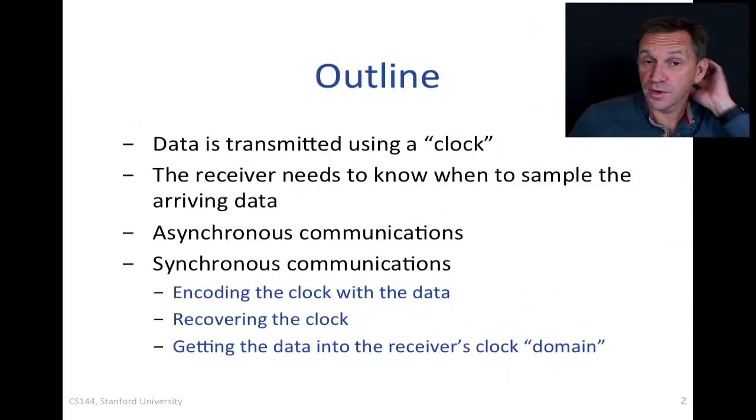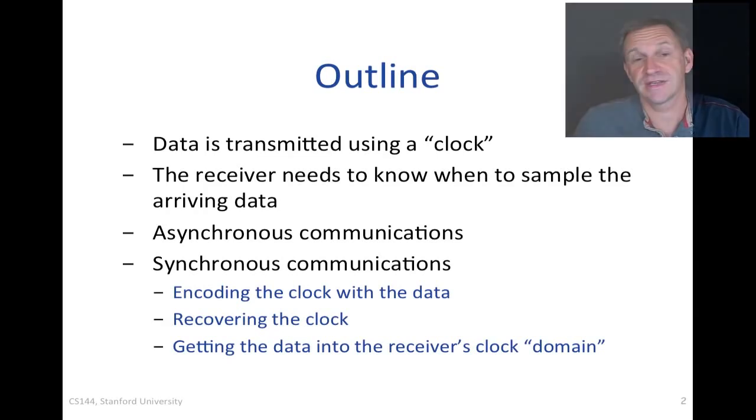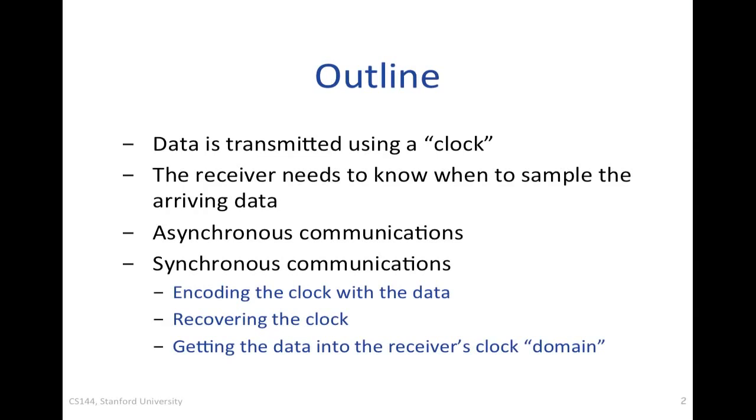So the outline of what we're going to be seeing is this. I'm going to be describing how data is transmitted using a clock, and the receiver needs to know when to sample the incoming bits in order to recover them correctly. We'll see this in the context of what's called asynchronous communications for short messages. But then the more common case is synchronous communication. That's what's used in Ethernet and systems like that, where the data is encoded along with the clock, making it easier for the receiver to recover the clock at the far end and then move it into its own clock domain.